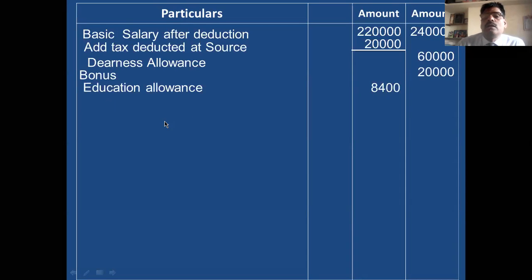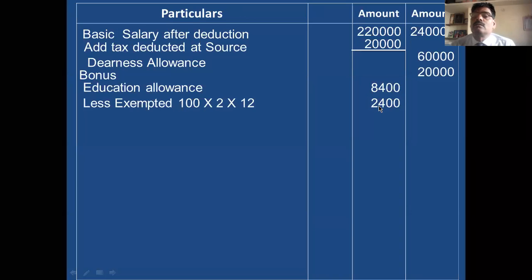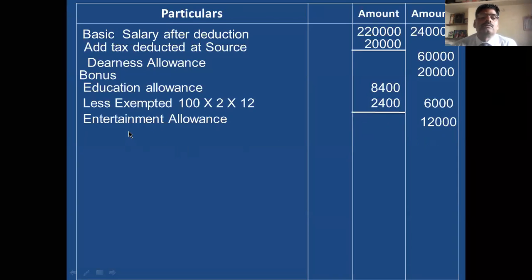In this 8,400, you deduct the exempted amount, less exempted. Exempted is 100 rupees per child per month, and this is for 2 children. So maximum is 2 children. 100 into 2 into 12, 2,400 is exempt. One child 1,200, two children 2,400 is exempt. Only 2,400 maximum is the allowable exemption limit. So you deduct this, remaining is 6,000. 6,000 is the education allowance. Next is entertainment allowance. You take entertainment allowance 12,000. There is no deduction.